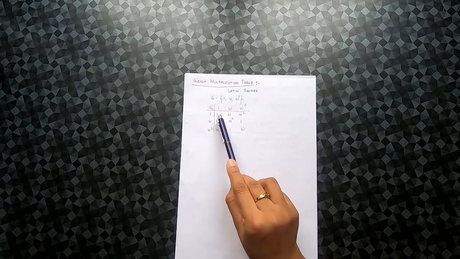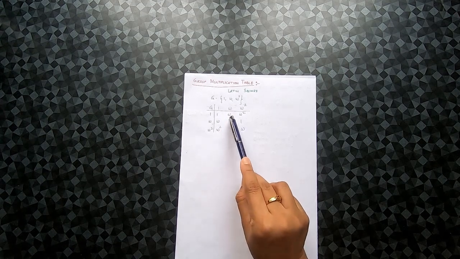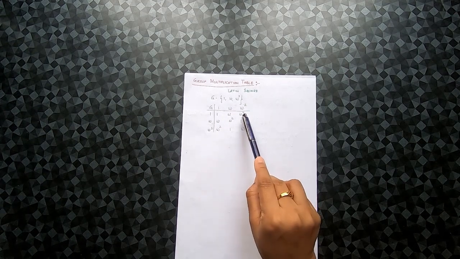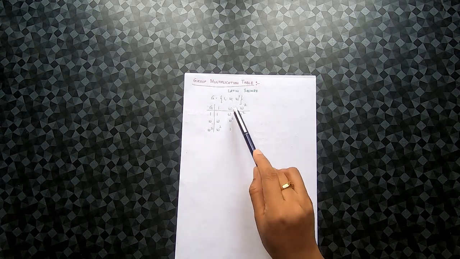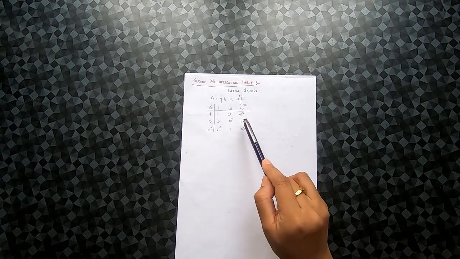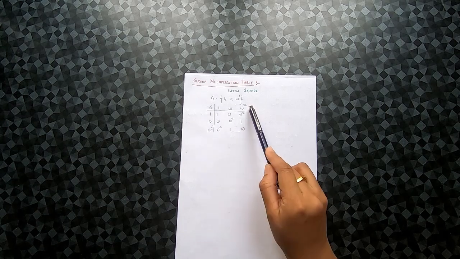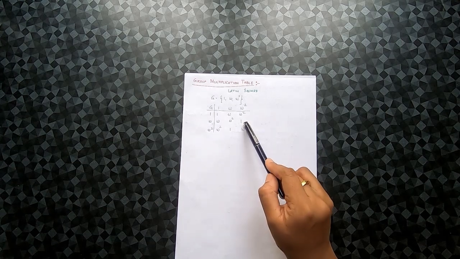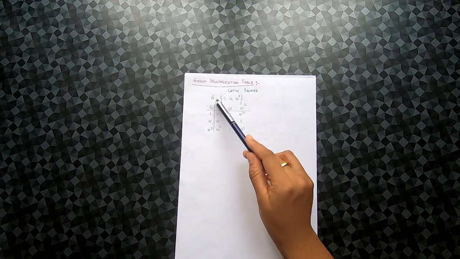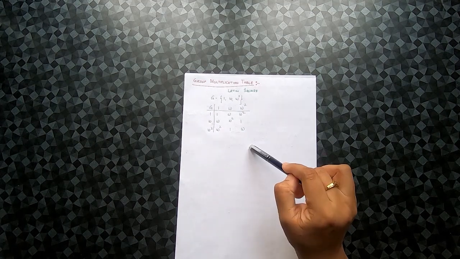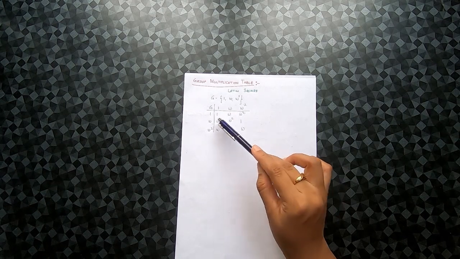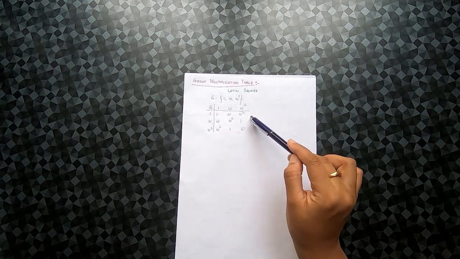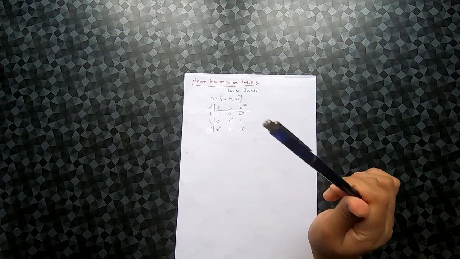1 into 1 is 1, 1 into omega is omega, omega square; then omega into 1 is omega, omega into omega is omega square, then 1, because it is omega cube, which is nothing but 1. So from this group multiplication table, we will come to know that each element is present in each row and column without any repetitions.